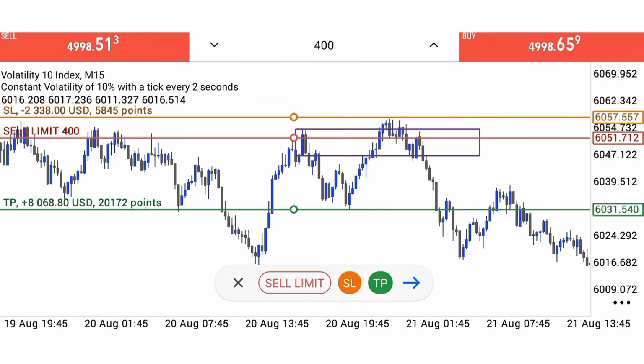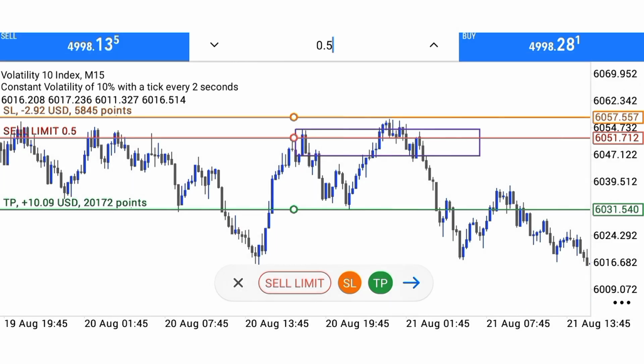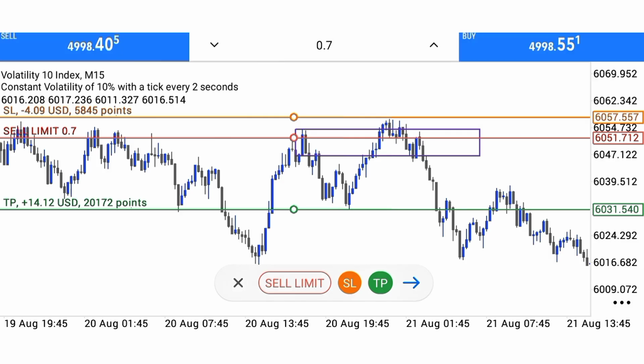So now, when you have this, the next thing you do is to check your risk. You have to know the risk that you are going to take in the market. So, for example, you want to risk like $5 for this trade. Volatility 10 starts with 0.5. So, if I risk 0.5, it's $2.92. It's not up to my risk yet. So, let me increase it to 0.7.